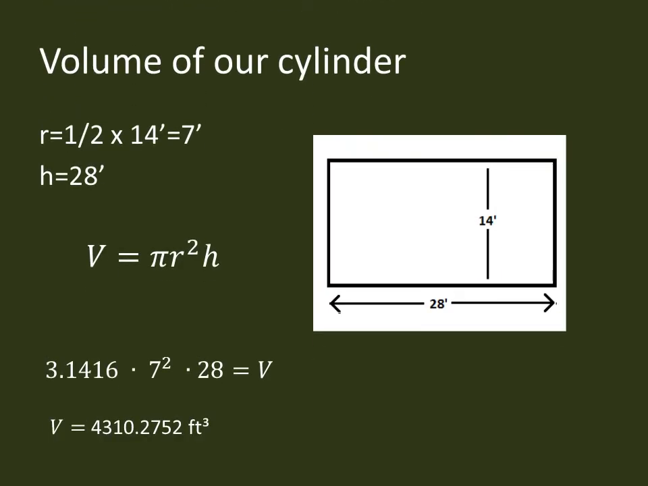Now we can substitute the dimensions of the central portion of our tank into the formula. Knowing that the radius is 1/2 of the diameter, we know that the radius of the tank is 7 feet. Plugging this into our formula gives us 3.1416 times 49 times 28. This equals 4,310.2752 cubic feet for the volume of our cylinder.